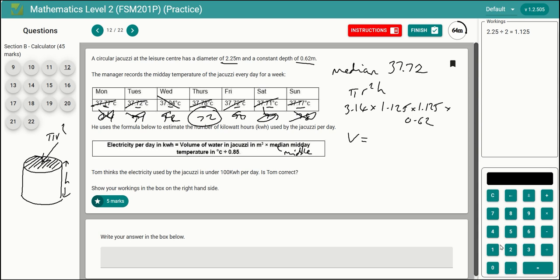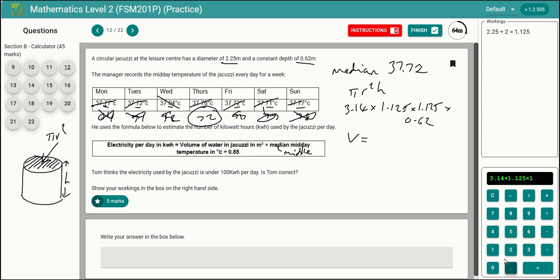So let's go for it. So 3.14 multiplied by 1.125. Make sure we get the decimal. Start again, shall we? 3.14 multiplied by 1.125. Oh man.